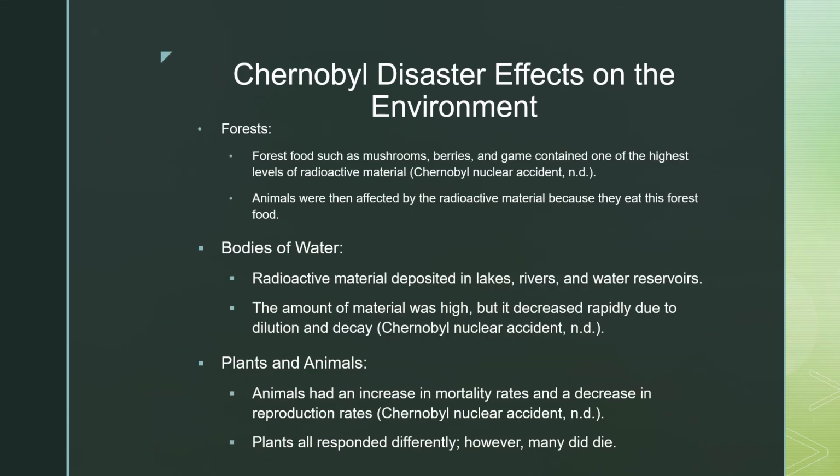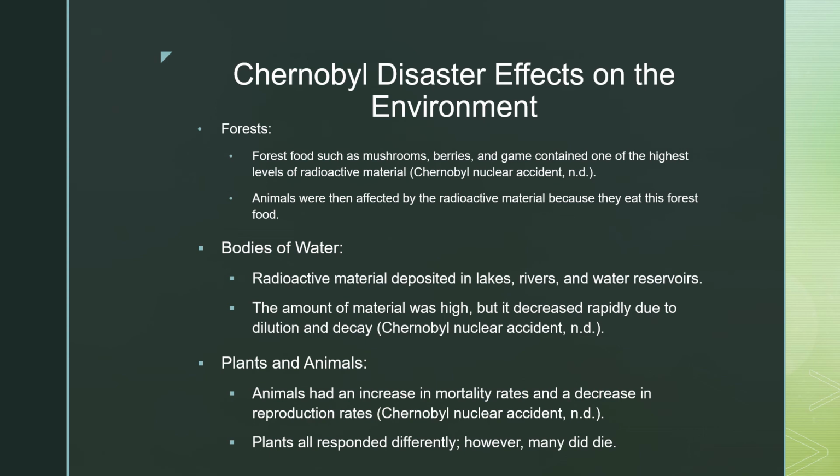Other Chernobyl disaster effects on the environment include forest, bodies of water, plants, and animals. Forest foods such as mushrooms, berries, and game contained one of the highest levels of radioactive material. Animals were then affected by the radioactive material because they eat this forest food. For bodies of water, radioactive material deposited in lakes, rivers, and water reservoirs. The amount of material was high, but it also decreased rapidly due to dilution and decay.